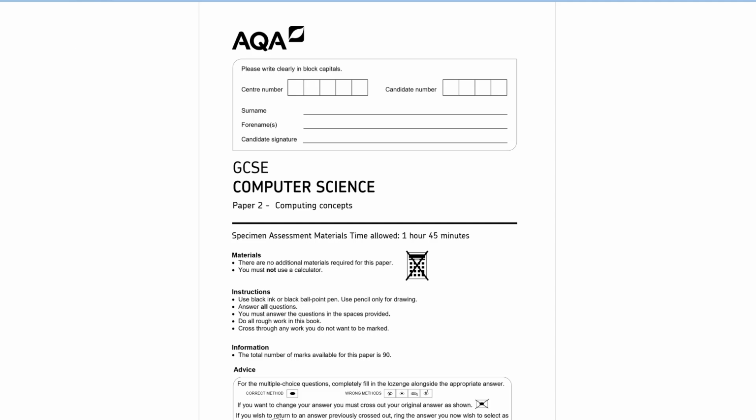So this paper, paper 2, is the more theory paper. Now paper 1, as you might know if you've done it by the point you're watching this, has got theory too. It's not just programming and writing Python code, say. You have to learn and revise for it. Paper 2 is more typical.